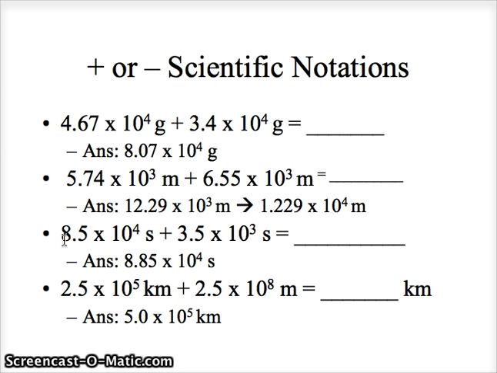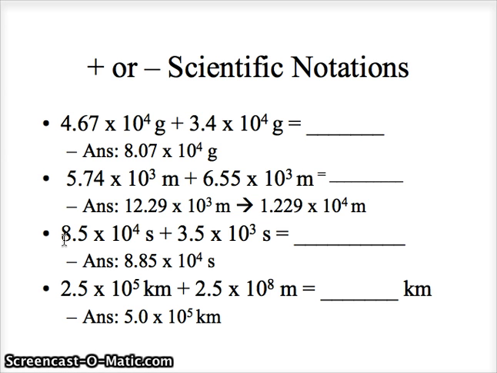So we can add the base number, 8.5, plus 0.35, and we get 8.85. Keeping the units the same and the exponents the same, it'll be 8.85 times 10 to the fourth seconds.